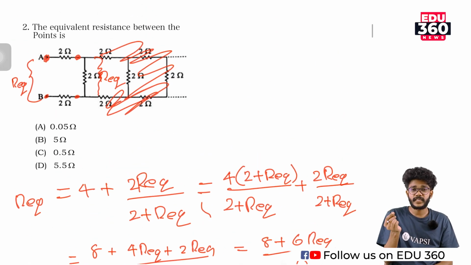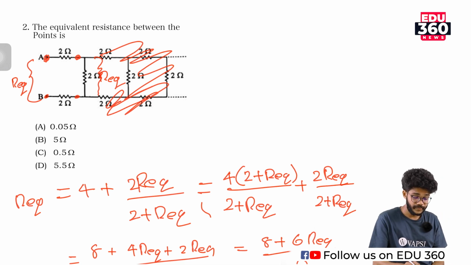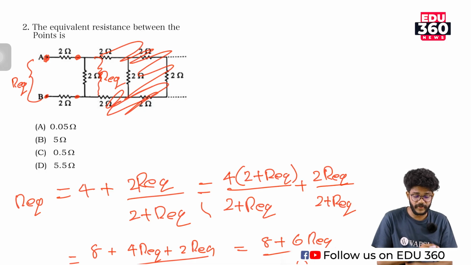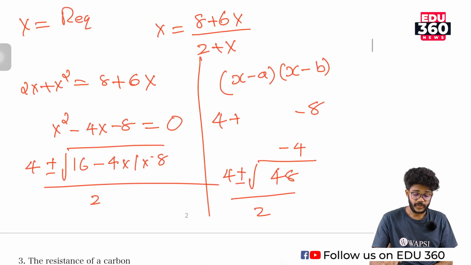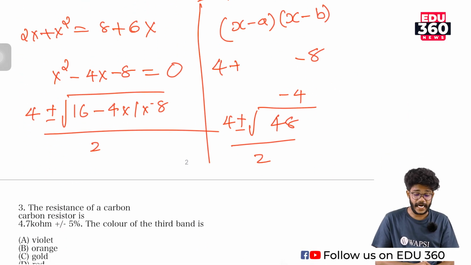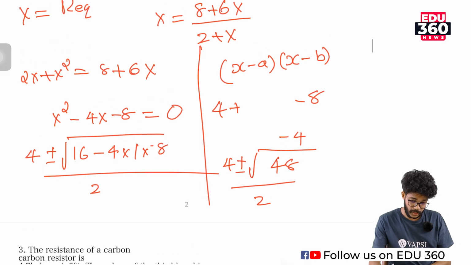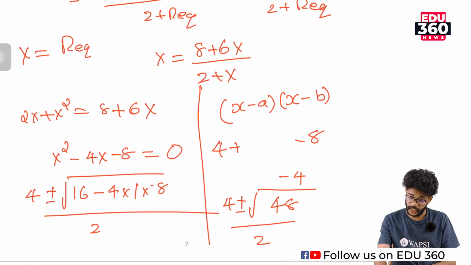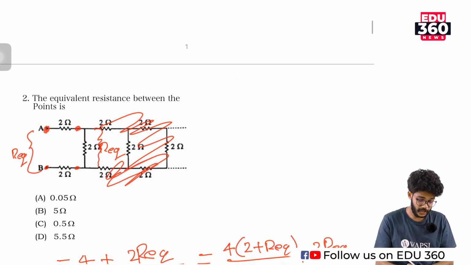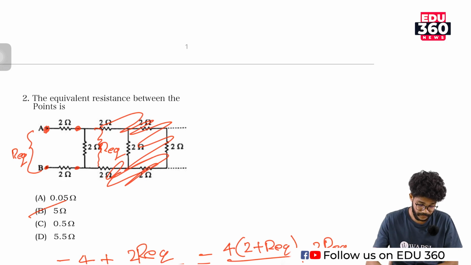If we are neglecting that 5 point something, we get option B, because we will not get 5.5. 5.5 into 2 is 11, and to get 11 we would have to add 4 plus 7, but root 48 never becomes 7, because root 48 is approximately 6 point something. So option B is the correct answer.